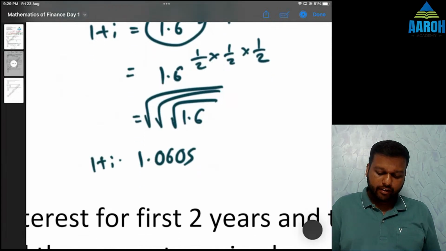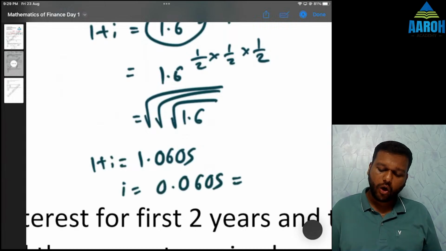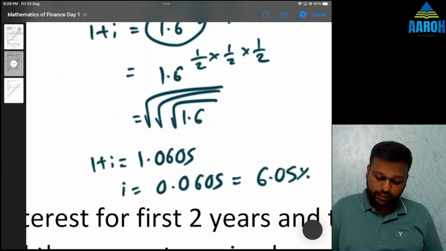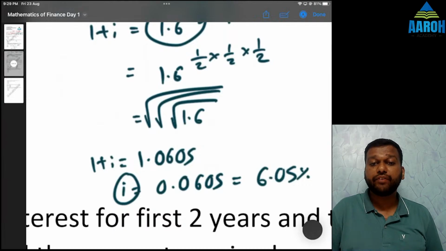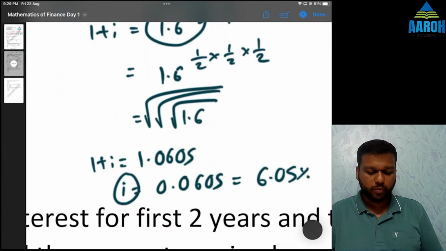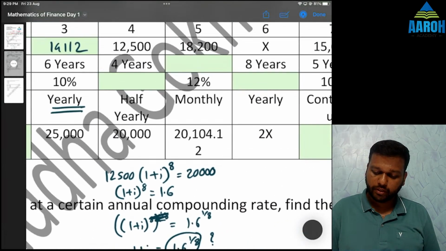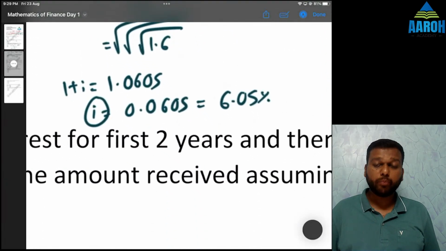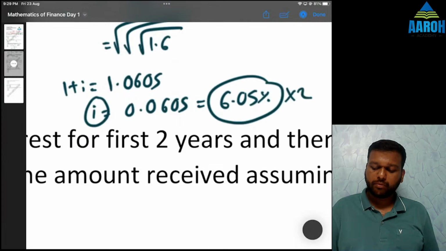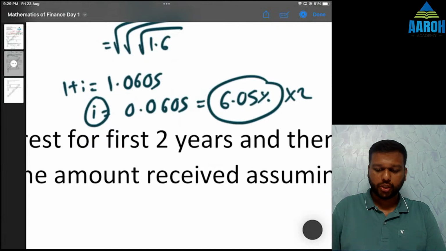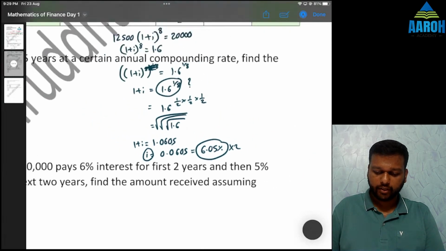So 1 plus i is equal to 1.0605. That means i is equal to 0.0605 or 6.05%. But this i is half yearly because we are doing half yearly compounding. So I'll just multiply it by 2. Into 2 will be 12.10%. That should be our answer. Hope everyone has understood it. Just multiply this by 2 to get our actual answer. I hope everyone has understood. If not, let me know right now.